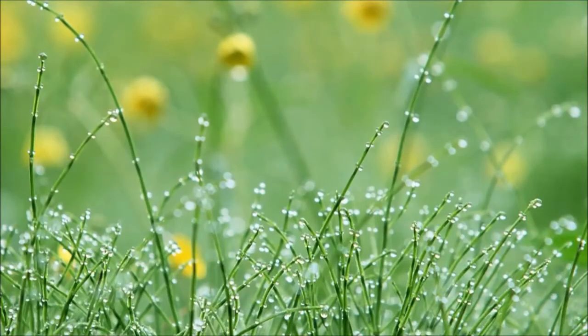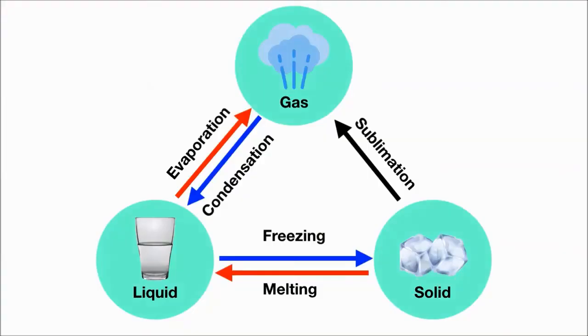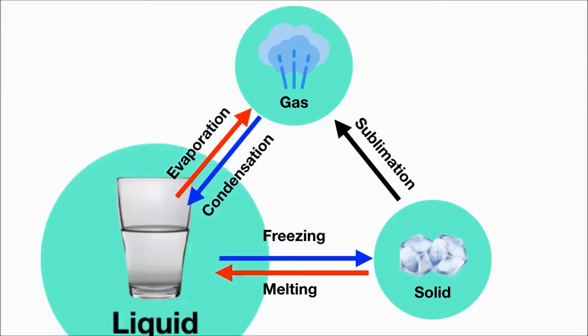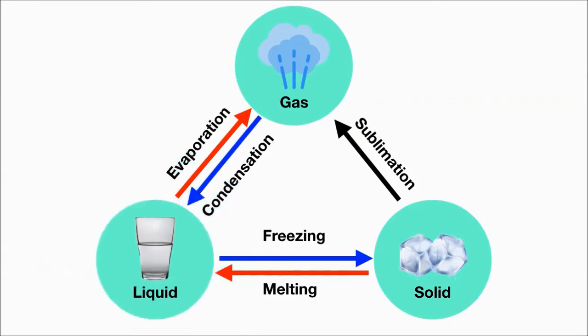Let's practice some of these together. If you ever wake up on a cold morning, you sometimes see that there's liquid water on the grass. This water comes from water gas or vapor in the air that's turning back into liquid water. What is it called when a gas turns back into a liquid? Well, we can see that that is called condensation.